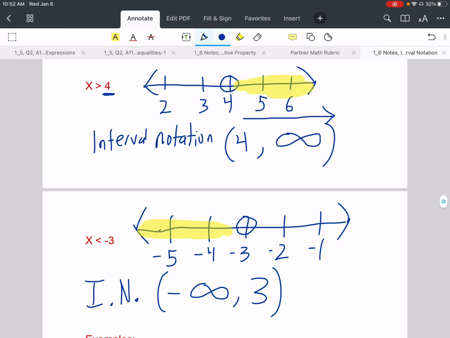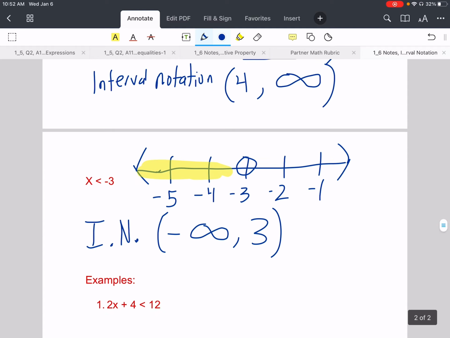Notice that the numbers in interval notation do go from smallest to biggest. So up here in example 1, we went from our number to infinity, whereas on our second example, we went from negative infinity to negative 3. So that order does matter.